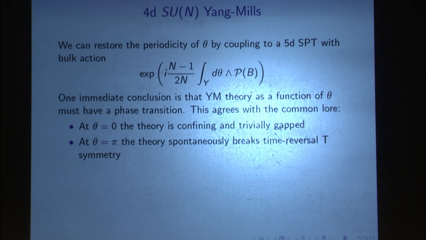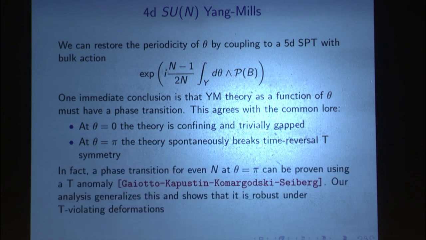So all you learn from my argument is that there has to be something not trivially gapped at some theta. That's all you learn from my argument. But more sophisticated, more detailed arguments sometimes show more. So for instance, that's what I was about to say here. First of all, let's discuss this time reversal symmetry T. This is a symmetry only at theta equals 0 and theta equals pi.